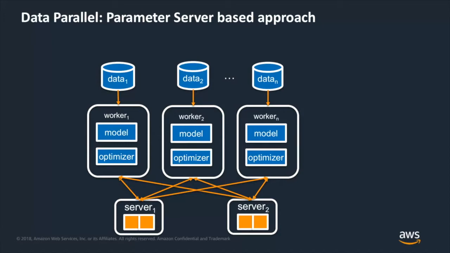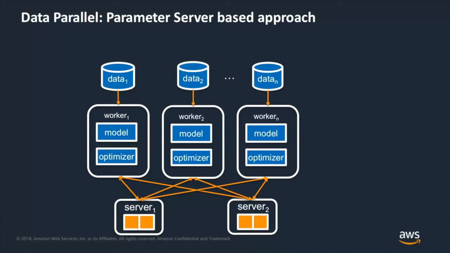In reality, as you can see, the number of parameters is very huge. One parameter server cannot handle the task. So in reality, usually the parameter server is broken into multiple servers. Each server will store a subset of the parameters. And then the workers have to update all these parameter servers before they get back the global state of the parameters.